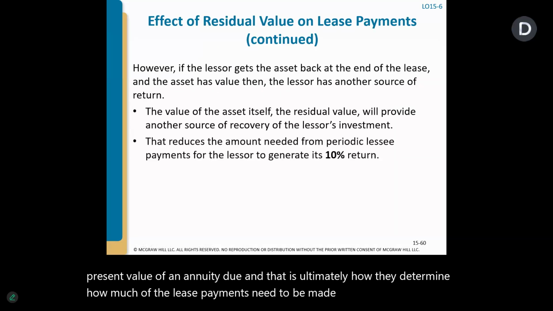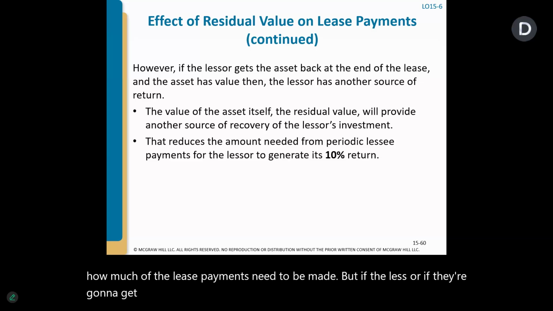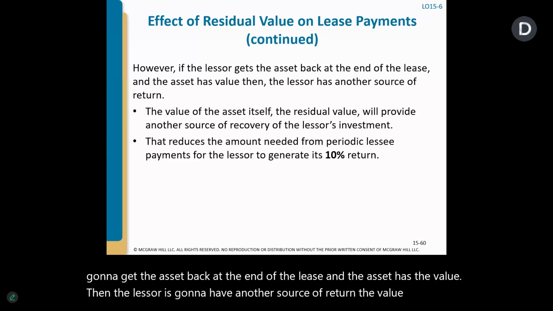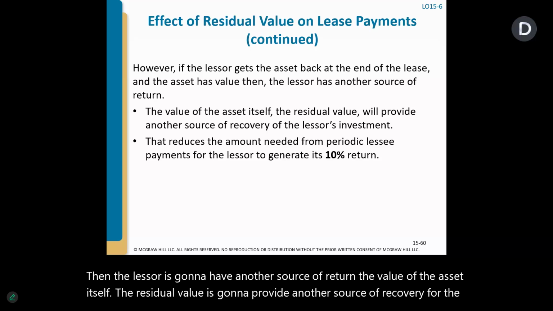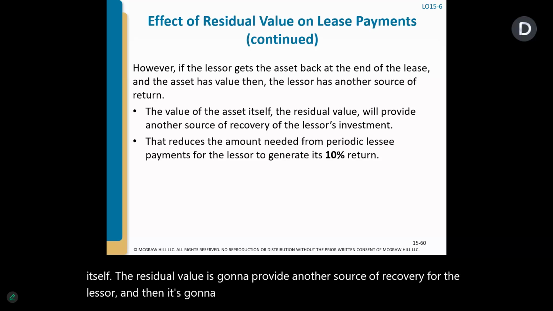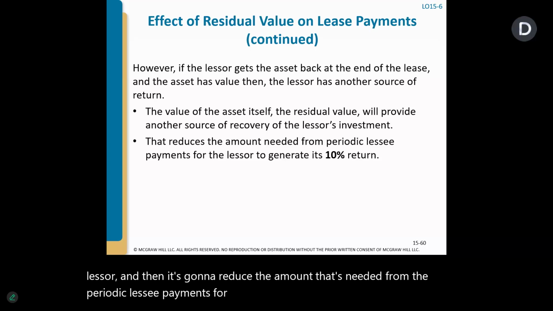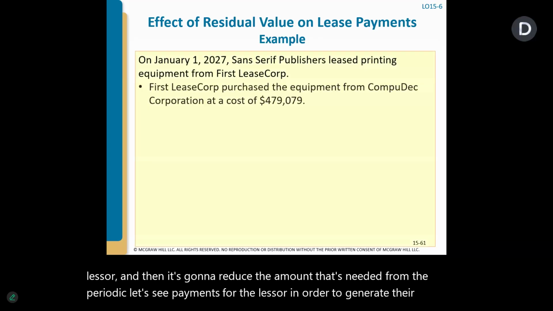But if the lessor is going to get the asset back at the end of the lease and the asset has value, then the lessor is going to have another source of return. The value of the asset itself, the residual value, is going to provide another source of recovery for the lessor. And then it's going to reduce the amount that's needed from the periodic lessee payments for the lessor in order to generate their 10% return. So here we have this example.